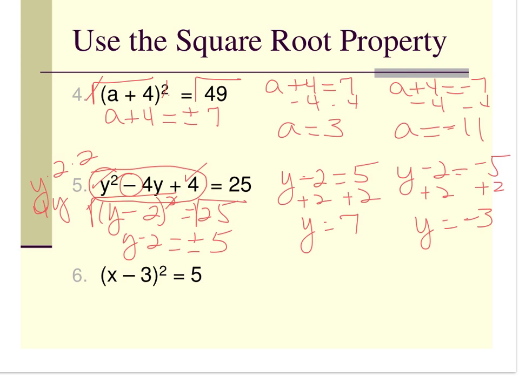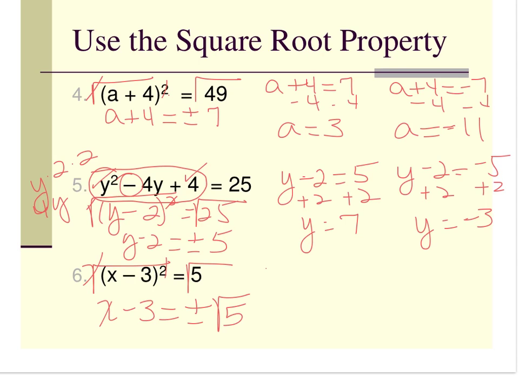Alright, so hey, last example. I know that I'm going to solve with the square root property, so I'm going to undo my square with my square root. If I do it on one side, I'll do it on the other. Square and square root cancel out, and I have x minus 3. Alright, now what happens? This 5 is not a perfect square. So all you can do when it's not a perfect square is you just put the plus or minus, and then you put the square root of 5 there.